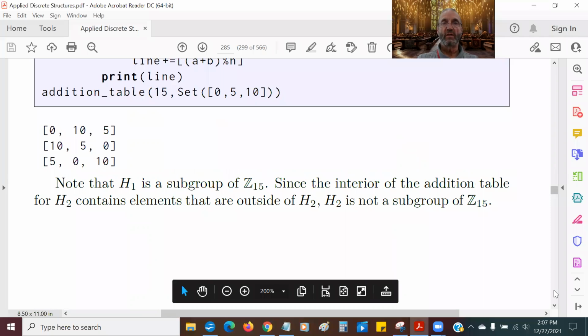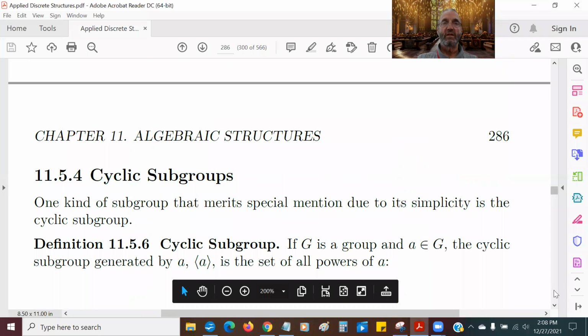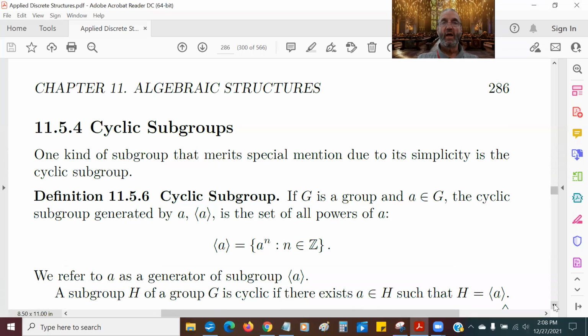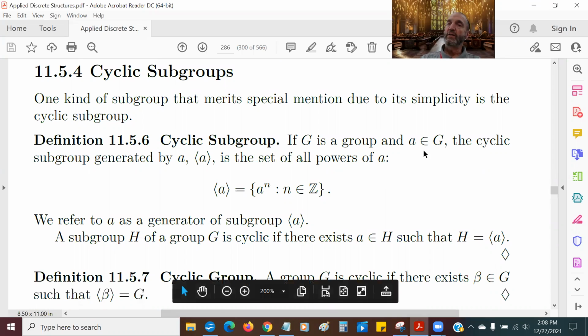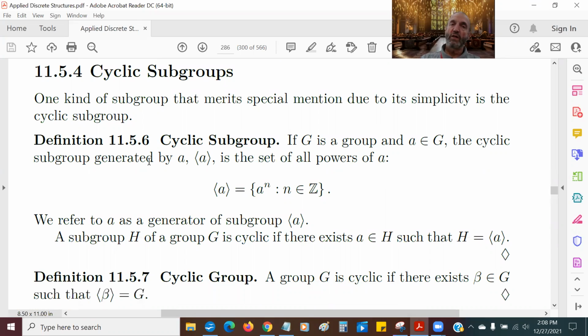Let's go on to the next thing here. The next thing is something called a cyclic subgroup. This is a special type of subgroup, and because it's so simple, it's called a cyclic subgroup. Basically, it's formed by the powers of a certain element. So G is a group, a is an element of G. The cyclic subgroup generated by a, which we write with the little brackets, is the set of all powers of a, where n is any integer.